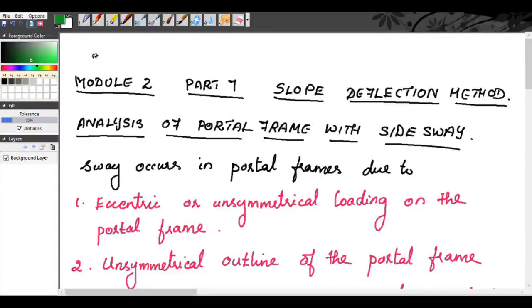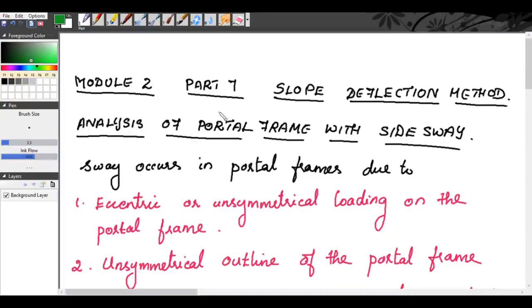So welcome once again. We are in our module 2. This is our 7th class. This is the last class for module 2, our slope deflection method. We are studying slope deflection method. And in slope deflection method, we have studied how to analyze continuous beam using slope deflection method.